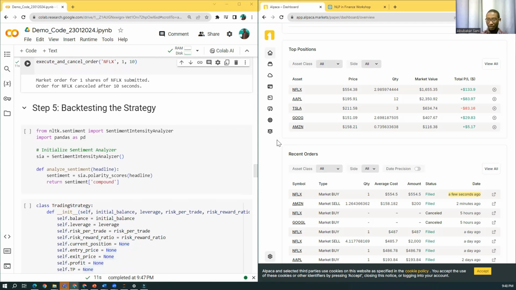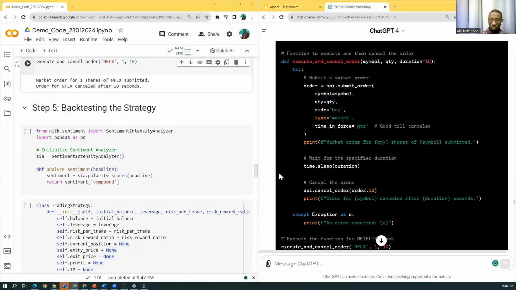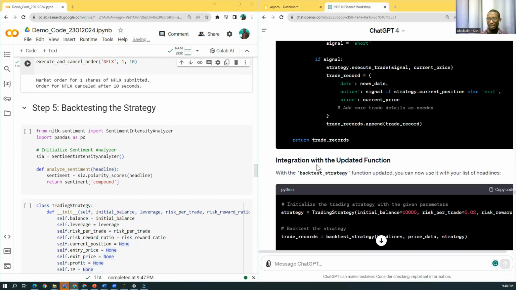Connection set, environment set. We have tested our sentiment analyzer. It is working. Now, how do you integrate these three things, using the news and the sentiment obtained from the news? How do you test the strategy? So that's what I did here.